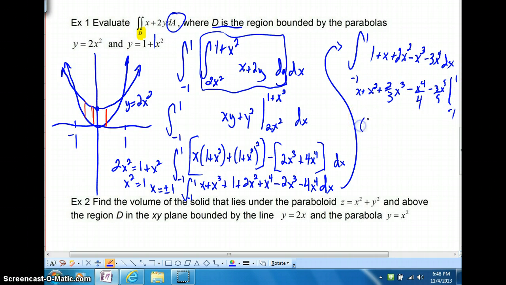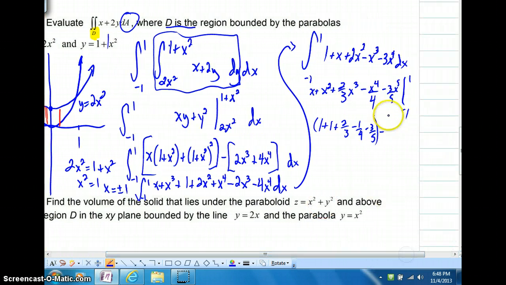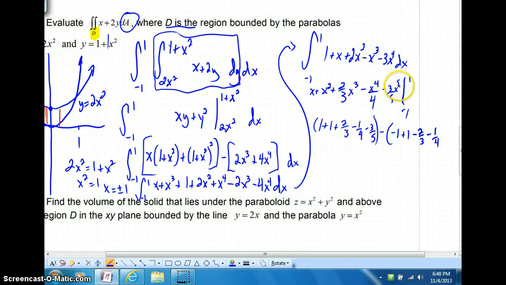Well, plugging in a 1, well, we'd get 1 plus 2/3 minus 1/4 minus 3/5, and then we will have to subtract, plugging in a negative 1. Well, this would be a negative 1. Negative 1 squared, of course, is just going to become a 1 itself. Negative 1 cubed, well, that's going to become a negative 2/3. Negative 1, when we raise it to the fourth, is still going to be a positive, but we still have the minus out in front. That's going to be a minus 1/4. From here, negative 1 to the fifth is a negative value. That would come out and make that a plus 3/5.